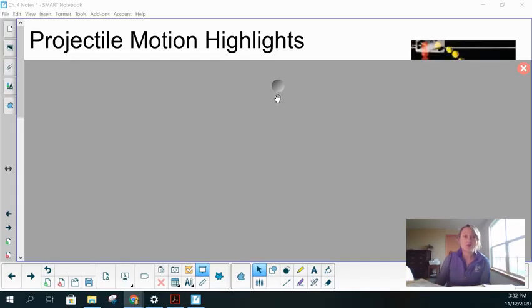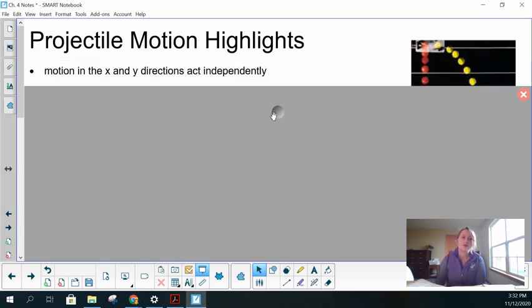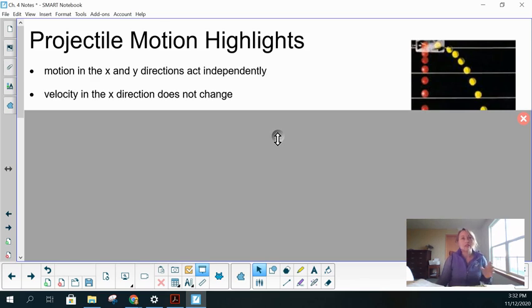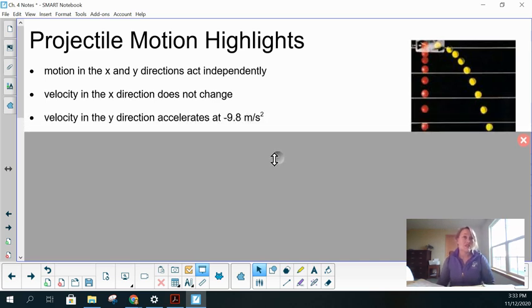Here are the highlights concerning projectile motion. Projectile motion means that the x and the y directions of motion act independently, and that's going to be true in every case. The velocity in the x direction doesn't change since there's no force acting on a projectile. The velocity in the y direction does change. It accelerates at the rate of negative 9.8 meters per second squared because it feels that downward force.